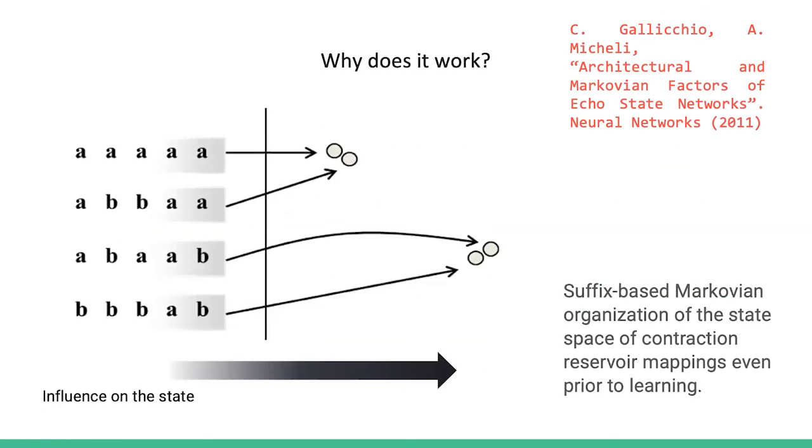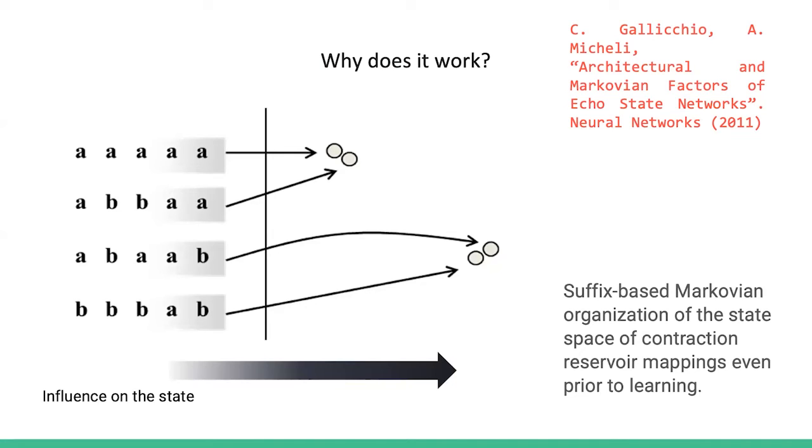Okay, and a natural question that we can have is, why does this approach of echo state networks work in practice? And I can try to give you an intuition that is based on one of my papers published on neural networks. So in practice, the answer is that when we use a stable system to encode the input, we are using the suffix-based Markovian bias of the state space organization that is intrinsic to recurrent neural networks dynamics. Okay, so let's see this in more detail.